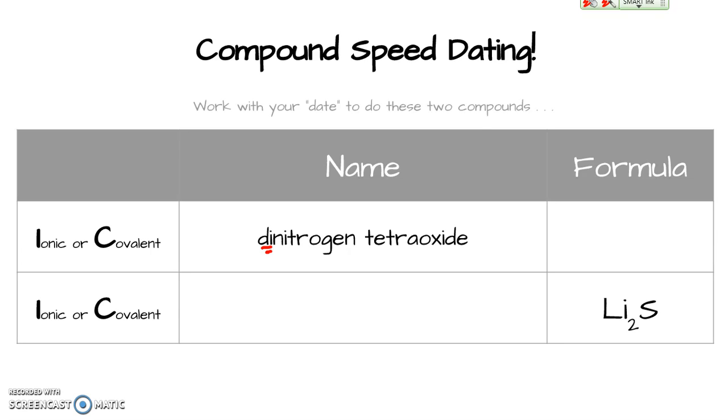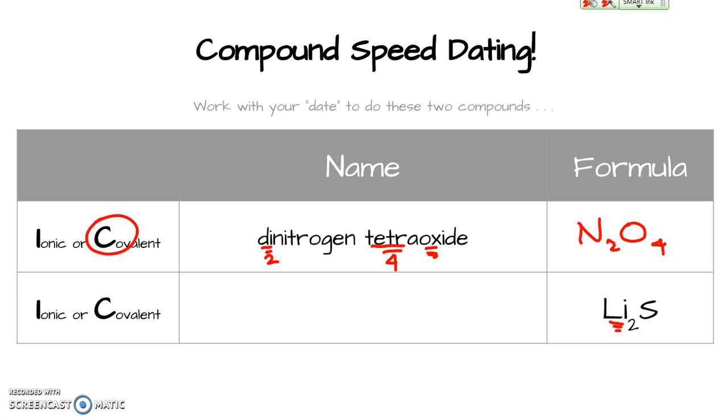I'm seeing that there are prefixes like di and tetra. Whenever I see prefixes, I know I'm talking about a covalent compound. Nitrogen has a di in front of it, so the di means 2, so there are 2 nitrogens. Tetra means 4 of what? 4 of oxygen. Dinitrogen tetraoxide. So that's real cute.